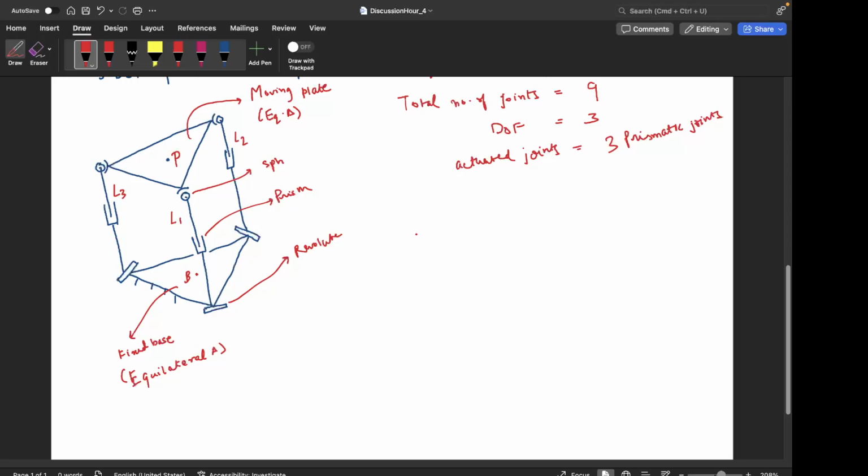So the first step that we'll do here is to assign frames to one of the legs, and then we'll replicate that to assign frames to the fixed base and one of the legs.